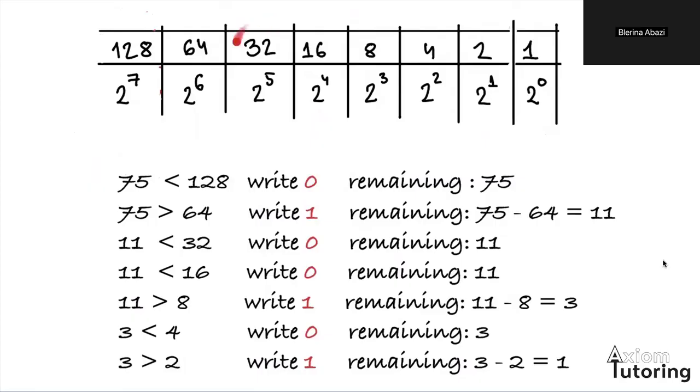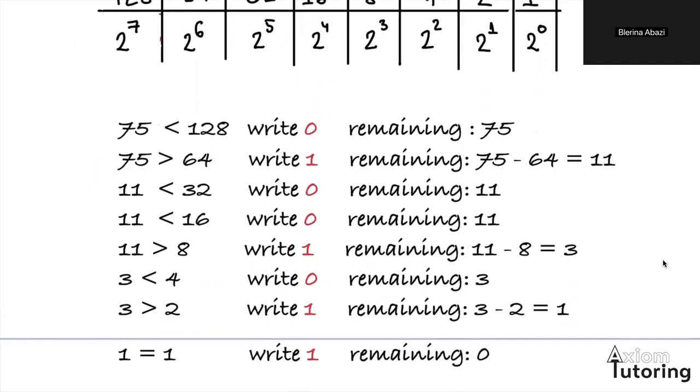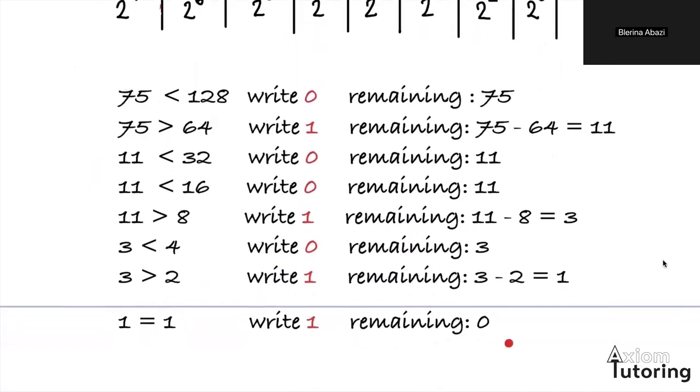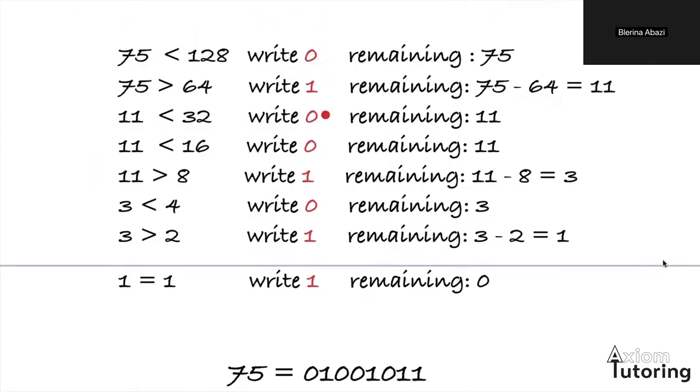So does 32 fit into 11? No, it doesn't. So we write 0. We continue. Does 16 fit into 11? It doesn't again. Write 0. Continue. Does 8 fit into 11? Then it does. We write 1. We subtract 8 from 11, which is 3. And then we continue down this route until in the end we get 1, which is exactly equal to the place value in this rightmost column, and then we subtract it, which gives us a remainder of 0. In the end, our result is read from top to bottom. That means 75 is 0, 1, 0, 0, 1, 0, 1, 1.